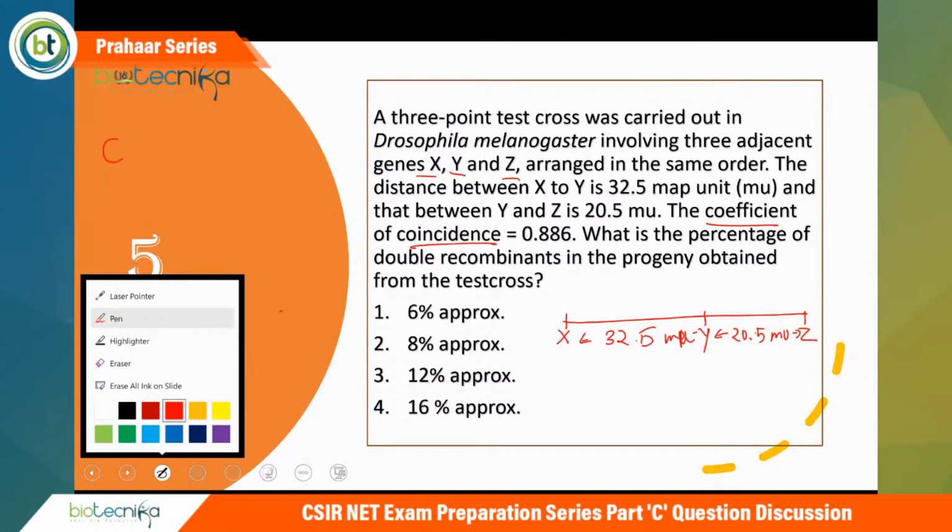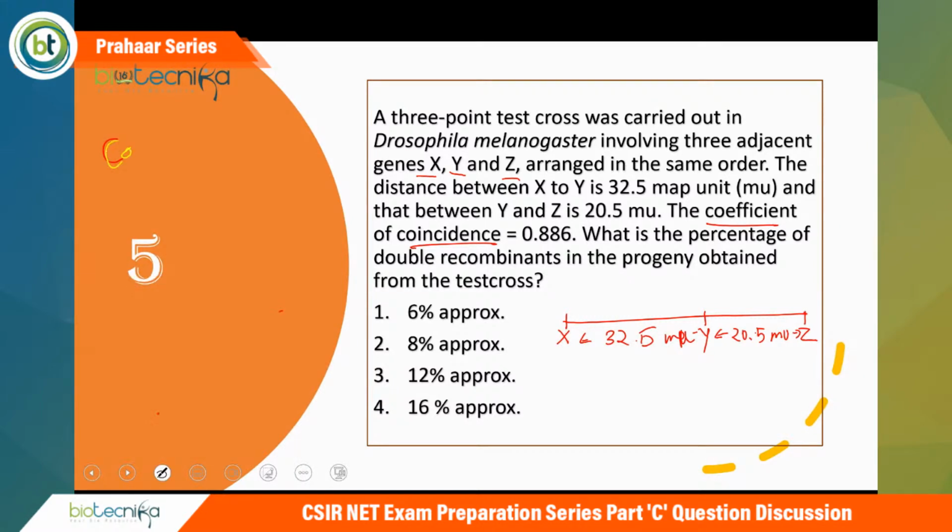So coefficient of coincidence, which I'm writing as COC, is given by the frequency of observed double crossovers divided by the frequency of expected double crossovers. That will give you the value of coefficient of coincidence.